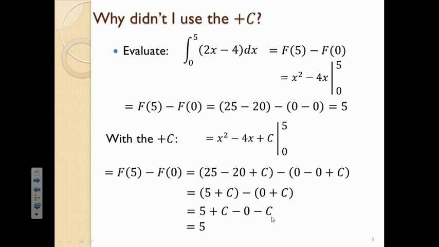So obviously, we don't really need the c in there. Every time we do this, it's going to cancel itself out. So why bother with it? Why take the extra step, do the extra work?